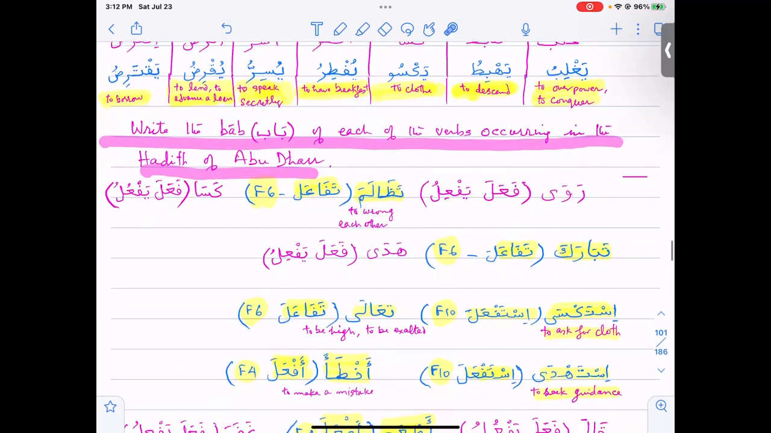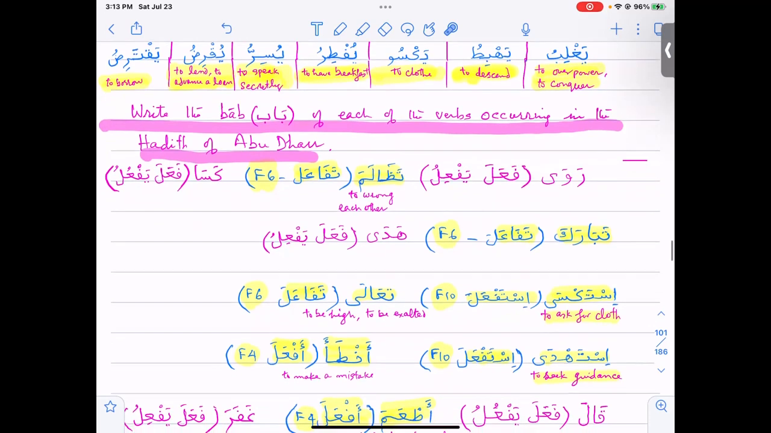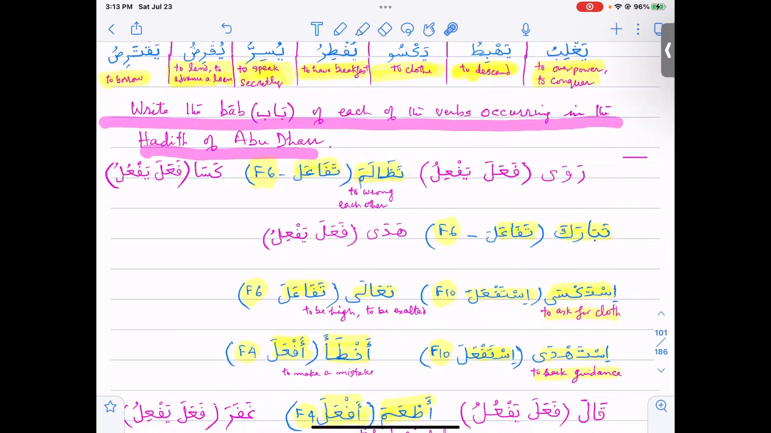So read that hadith, a very long hadith. These are the verbs. I've given them to you in detail. Rava, to mention.